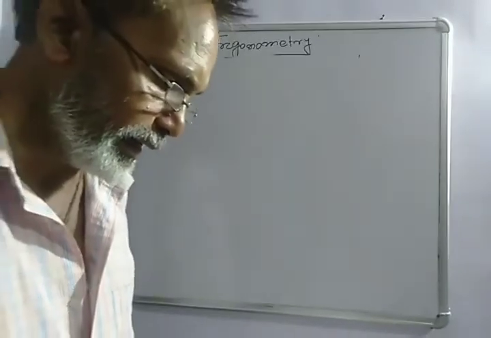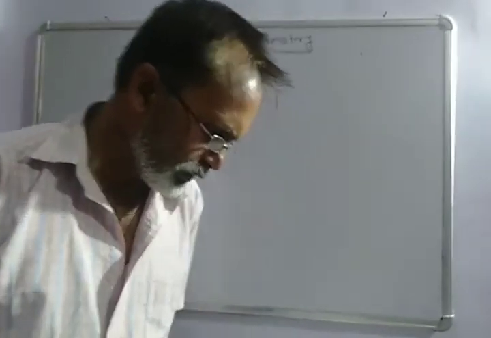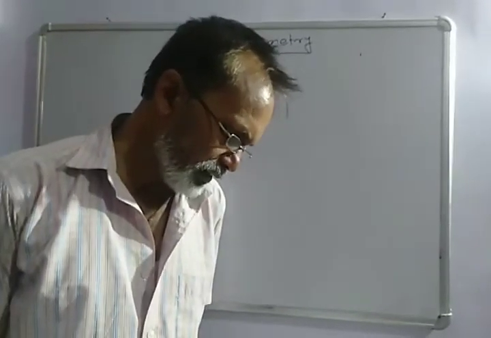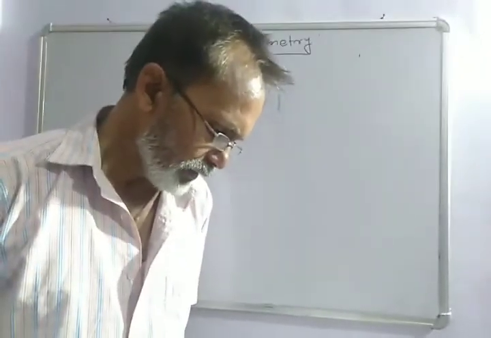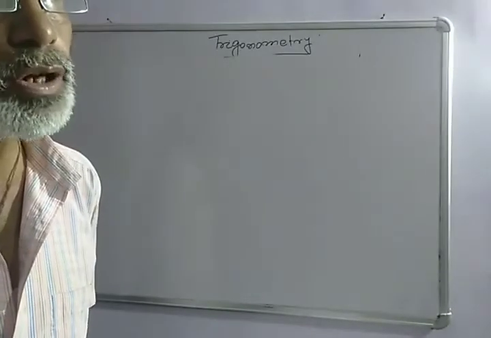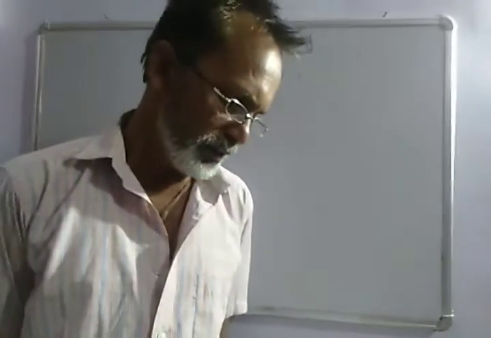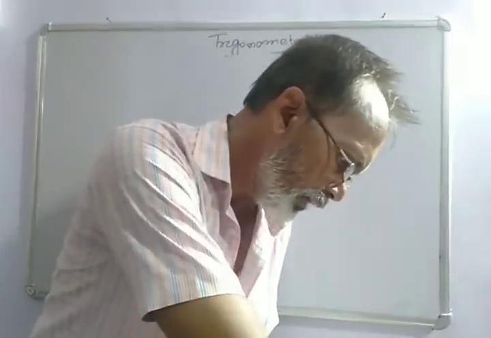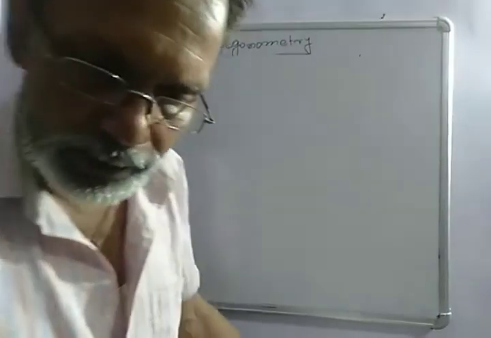smaller than 90 degrees. Again I am telling you, the values of sin theta increase from 0 to 1 and cos theta decreases from 1 to 0, where theta is greater than 0 and less than 90 degrees. Similarly, in case of tan theta, the values increase from 0 to infinity, where theta is greater than 0 and less than 90 degrees.